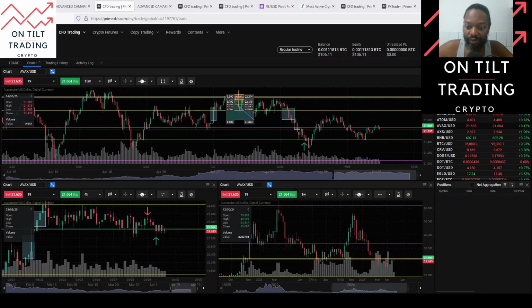The price action is trading in this range here on the weekly chart, and this is the current week high. This is the previous strong low, and this is the current strong low. So we can see that Avalanche is trading in this range from the previous strong low to the current strong low, and it's right about in the middle of this range here.